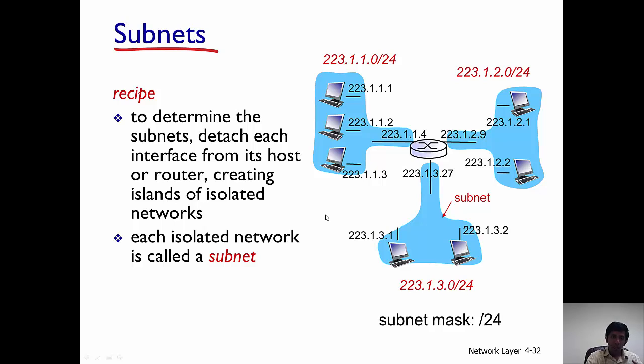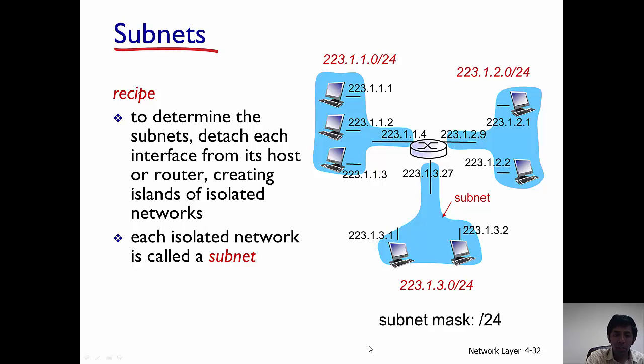Okay, so let's get into a little bit more depth about subnets. How do you identify subnets? The easiest way to identify subnets is to detach the interfaces from the host. So here, each of these computers only has a single interface, but this router in between has 3 interfaces, and each of these interfaces, as I mentioned, has a different IP address. So what you want to do is detach each of these interfaces, and then group these interfaces together. Now if you group these interfaces together, what you have is 3 subnets for this particular network.